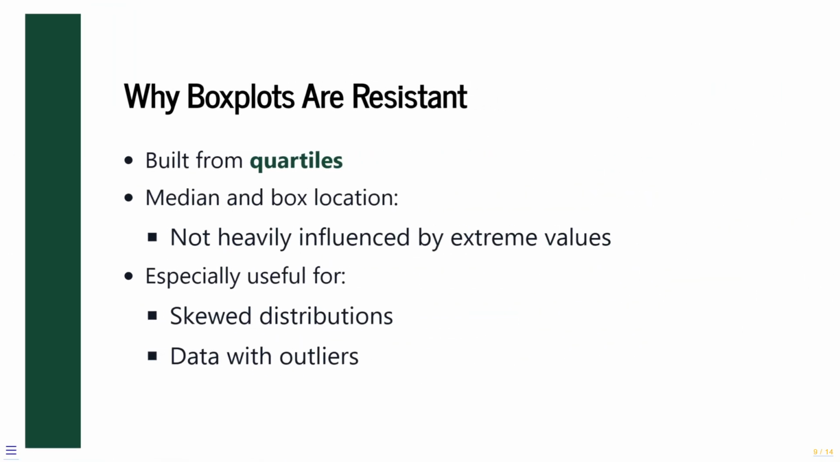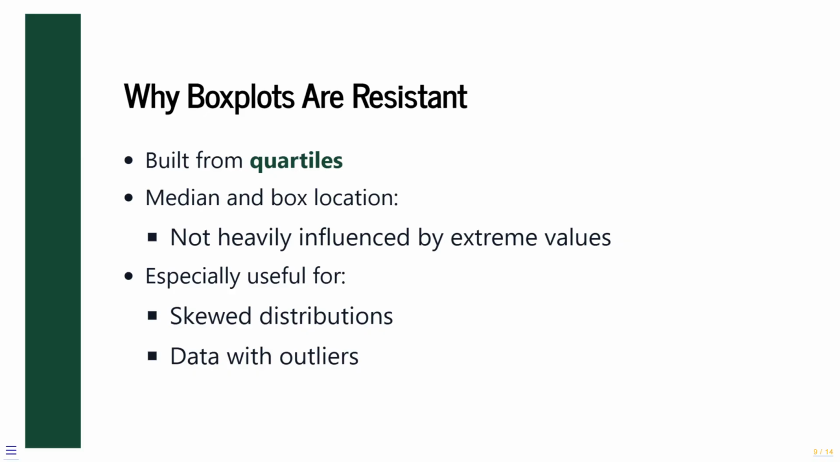One of the reasons box plots are so widely used is that they are resistant summaries. Because box plots are built from quartiles and the median, they're largely unaffected by a small number of extreme observations. Imagine you have a data set where most values fall between 50 and 80, but there's one value at 200. If you plot all the data as a dot plot or histogram, that extreme value might stretch the axis. And if you summarize with a mean and standard deviation, that extreme value can pull the mean upward and inflate the standard deviation. But a box plot doesn't behave that way.